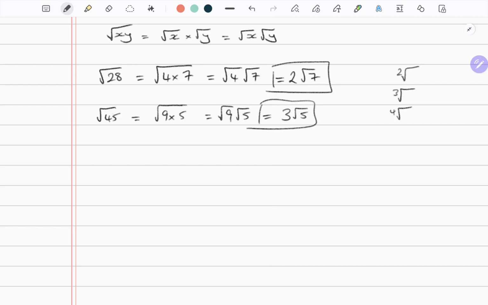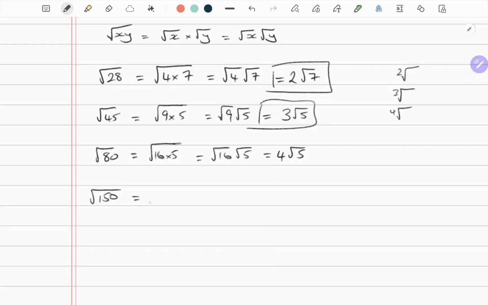Okay, let's try another one. Let's have the square root of 80. So here we have the square root of 16 multiplied by 5, and that will give us the square root of 16 multiplied by the square root of 5. Well, the square root of 16 is 4, 4 times 4 is 16, and then we're left with that square root 5. So you should be beginning to get the idea now.